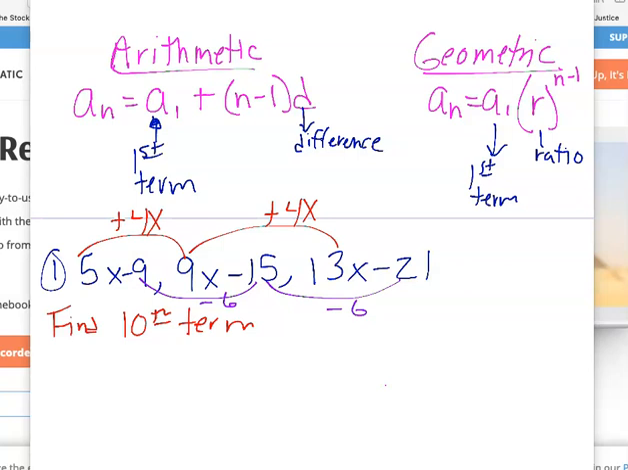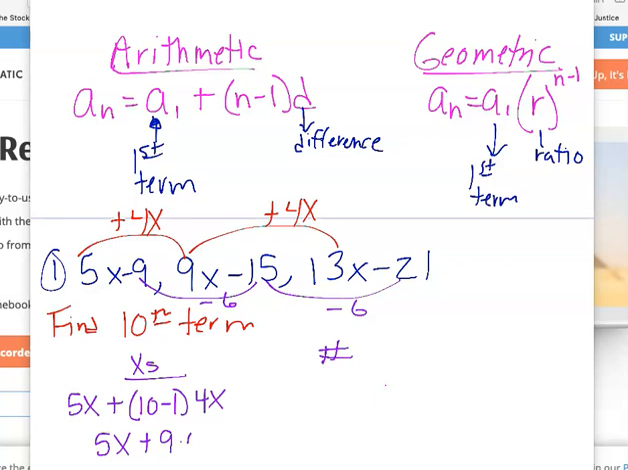So I tend to rearrange this, what's going on with our x's and our numbers. So our x's, we start at 5x. Plus, we want our 10th term, so 10 minus 1 times, we're going to add 4x. So we start at 5x plus 9 times 4x.